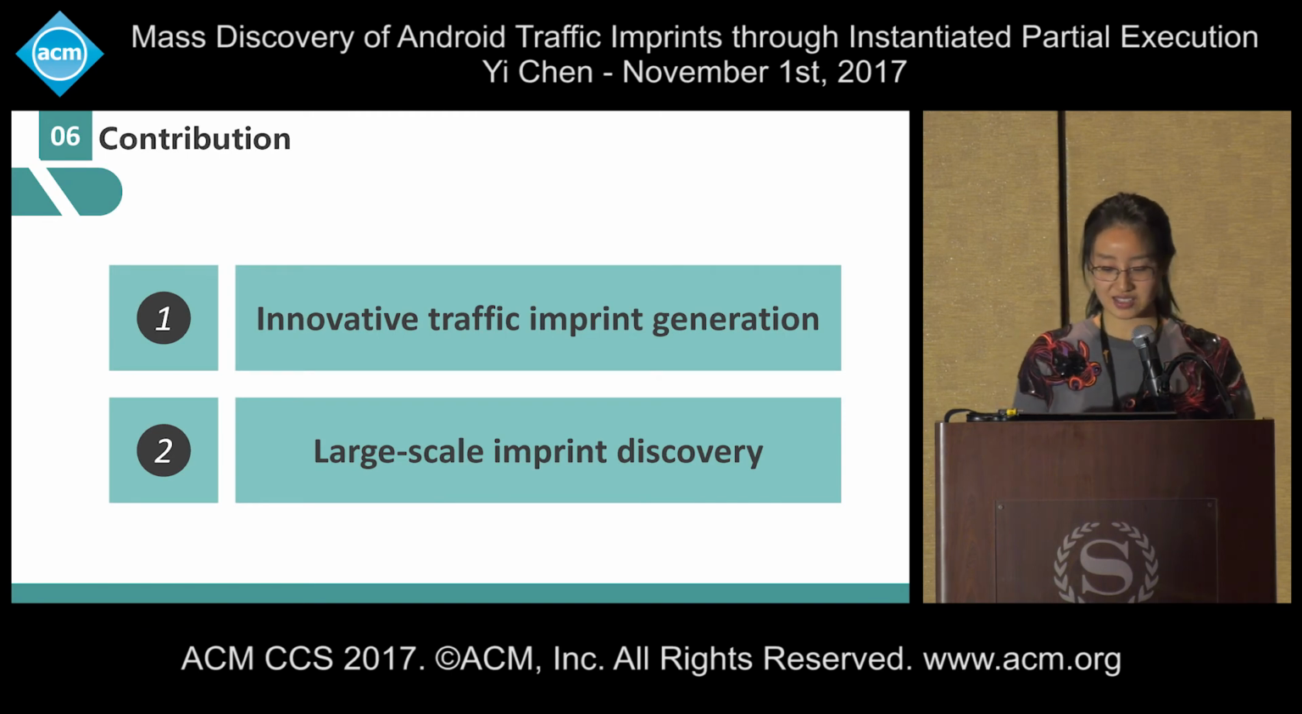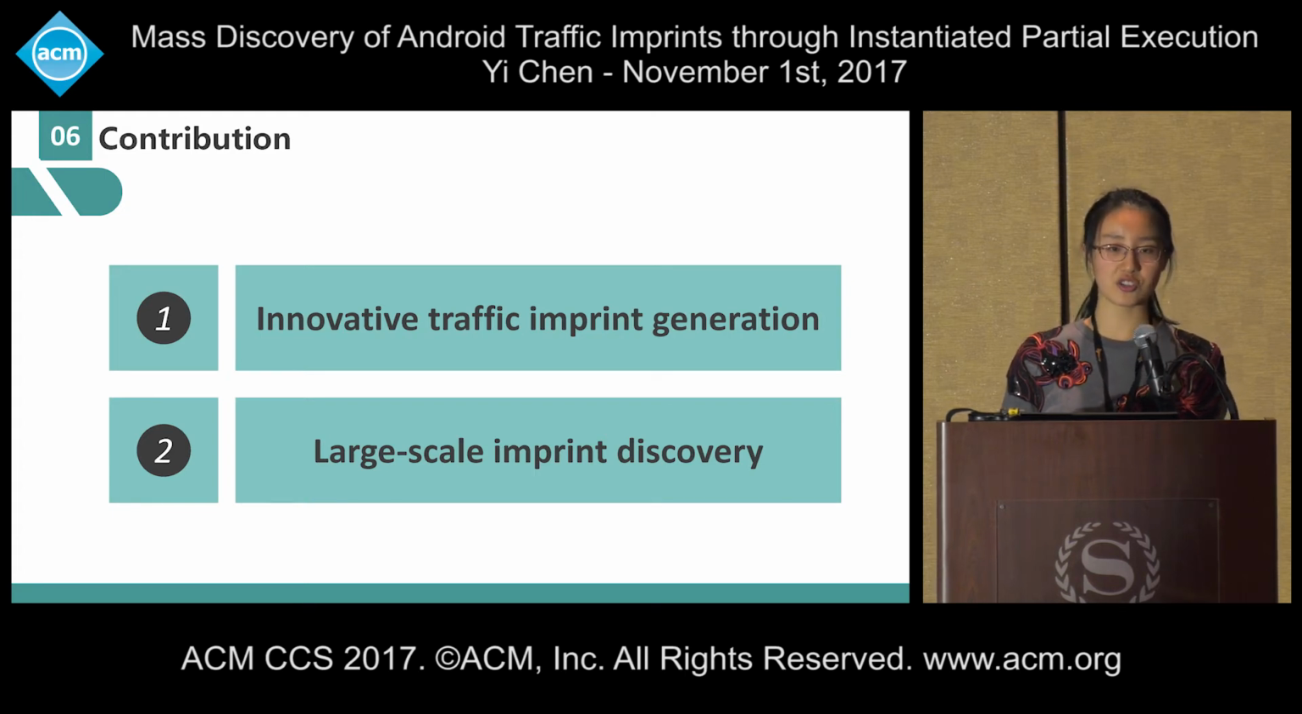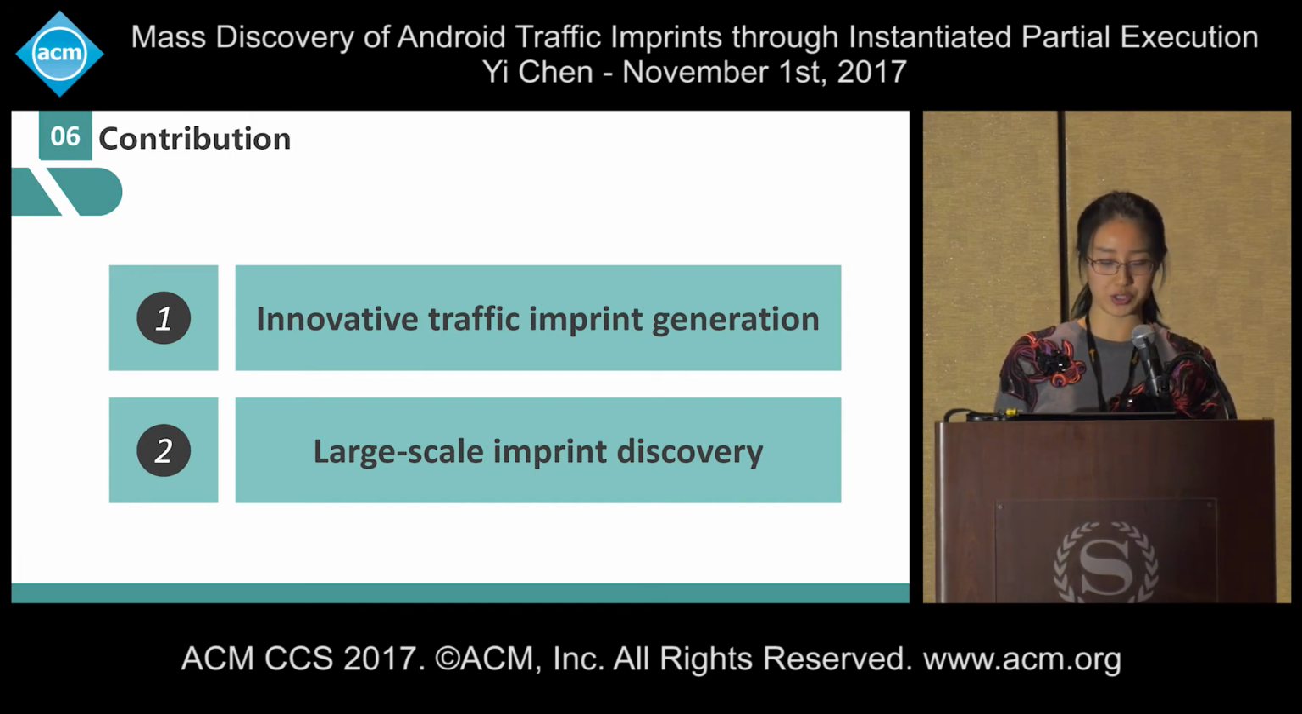And finally, let's summarize our work's contribution. We have two main contributions. The first one, we present a new technique, Tiger, using instantiated partial execution. Tiger only executes partial slices which are likely to contribute to the final invariable traffic token. And Tiger can quickly identify the traffic token for the imprint generation. Also, Tiger achieves high coverage. And comparing with conventional slices, Tiger runs at least one order of magnitude faster.